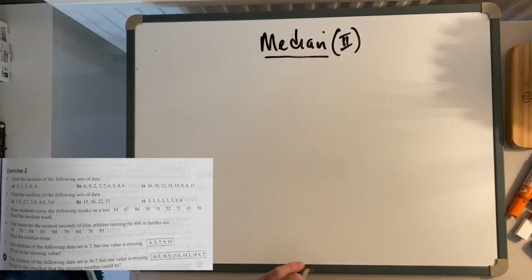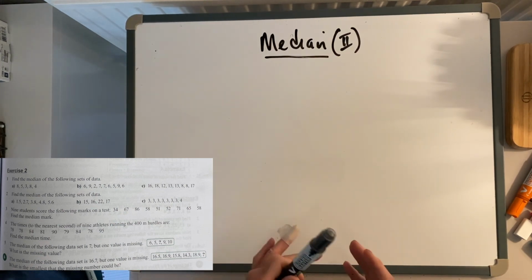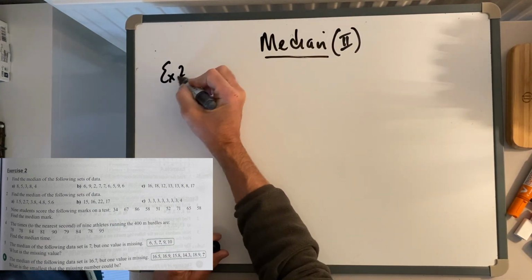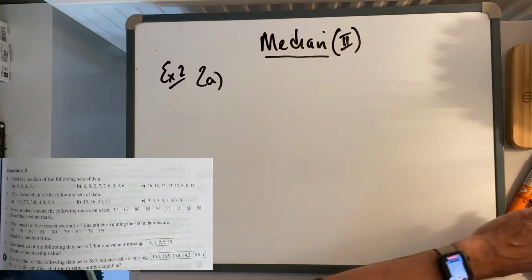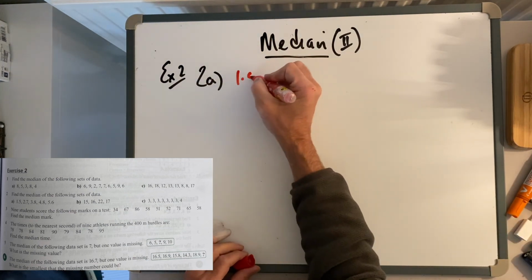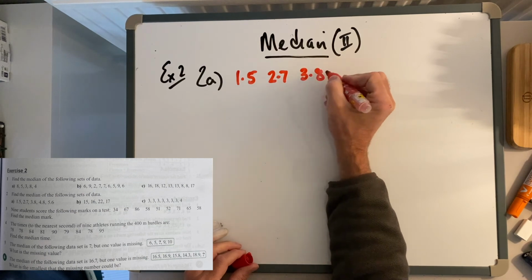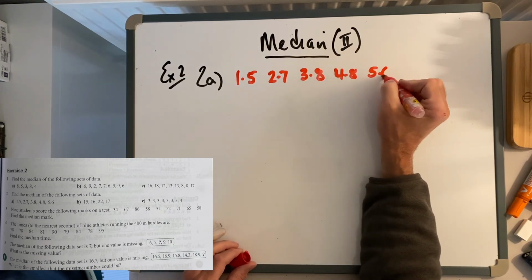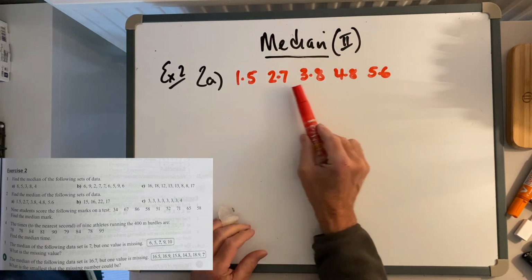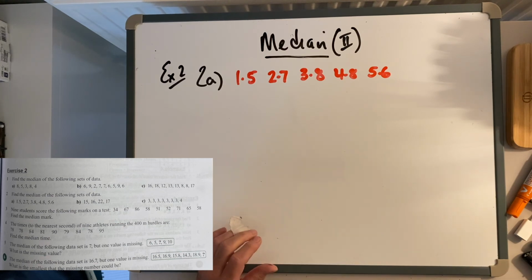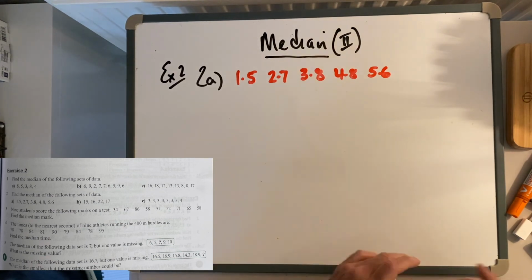So last time we looked at a set of numbers and tried to work out how we can find the middle one in a quick way. So let's look at exercise 2, question 2a to begin with and see what happens there. These are really awkward-looking numbers: 1.5, 2.7, 3.8, 4.8 and 5.6. Fortunately these numbers have already been put in order, so that's nice and straightforward. But I can see that it is the third value.